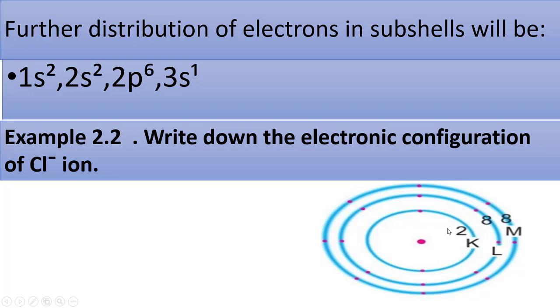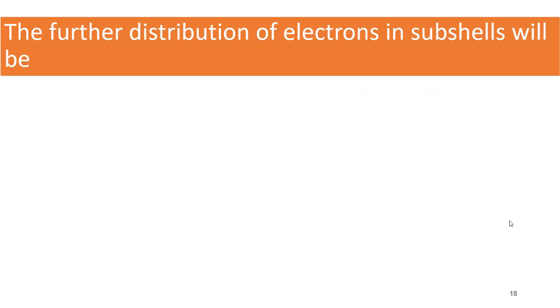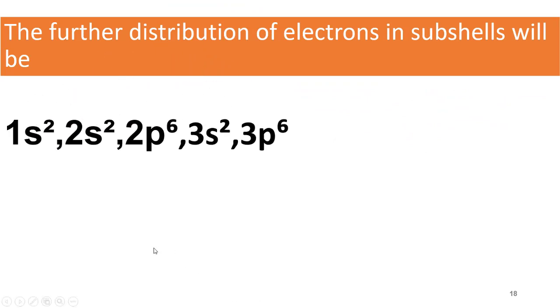So its electronic configuration will be 2, 8, 8. 2 electrons in K shell, 8 electrons in L shell, and remaining 8 electrons will be present in M shell. The further distribution of electron in subshell will be 1s2, 2s2, 2p6 and 3s2 and 3p6.